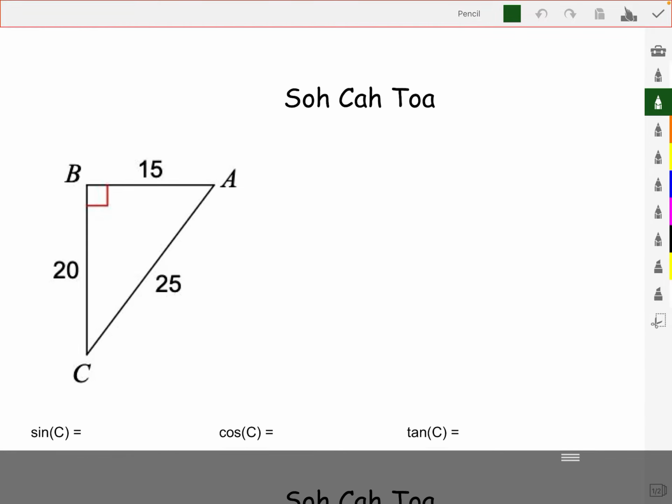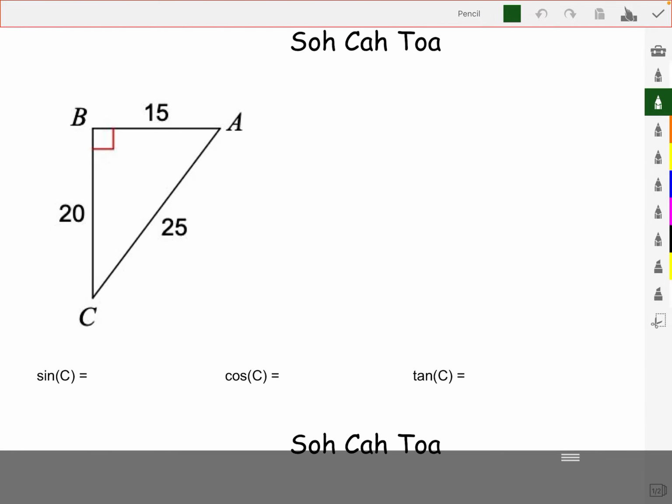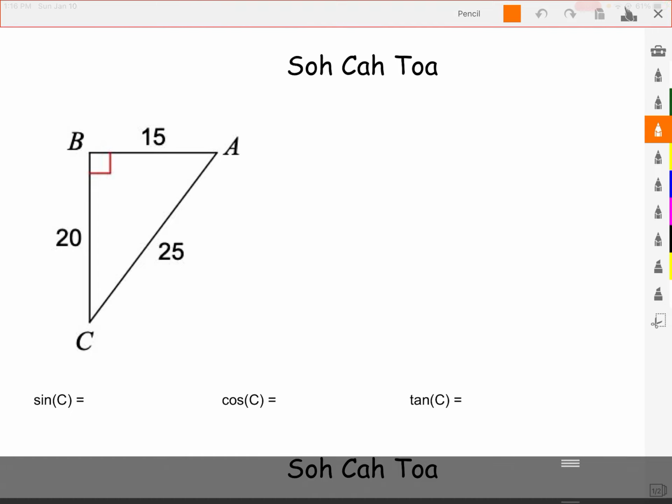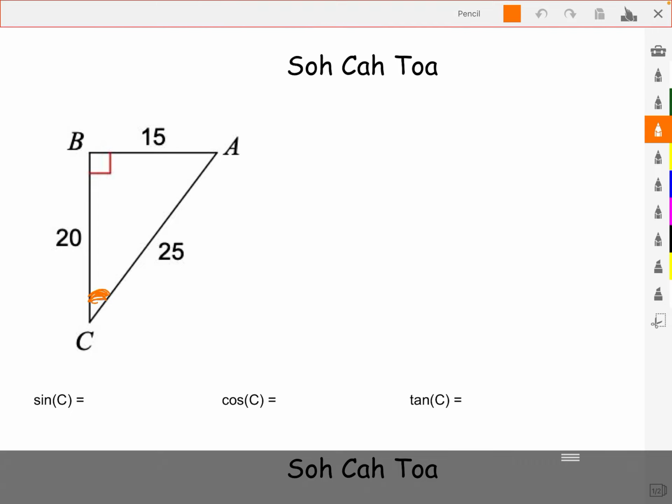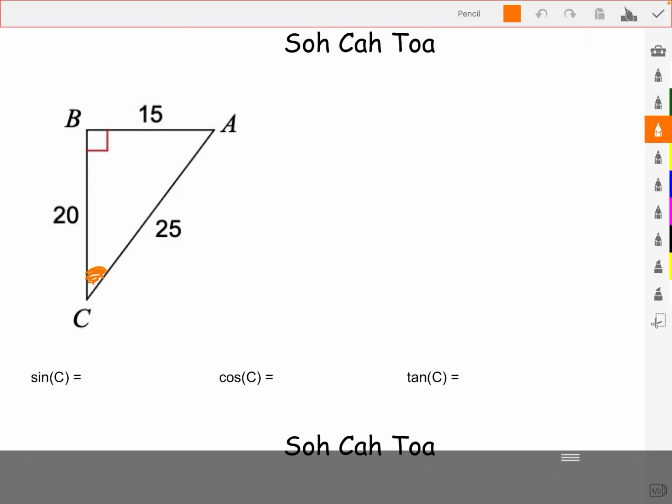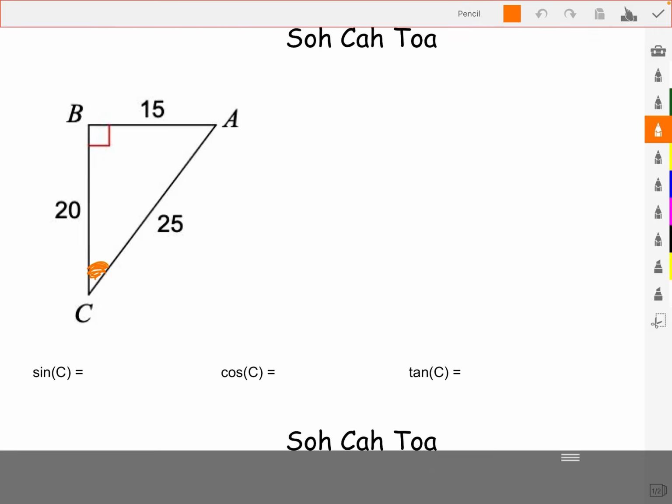All right, let's do another one. I'm going to do it now from angle C. So I want sine, cosine, and tangent ratios, but from angle C. This is still going to have my hypotenuse across from the right angle. This time my opposite is going to be 15 because it's now across from my angle C. And 20 will be my adjacent side because that is the side adjacent to angle C.